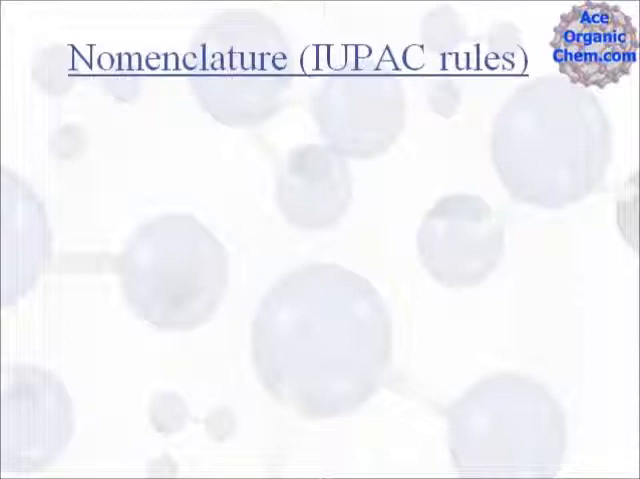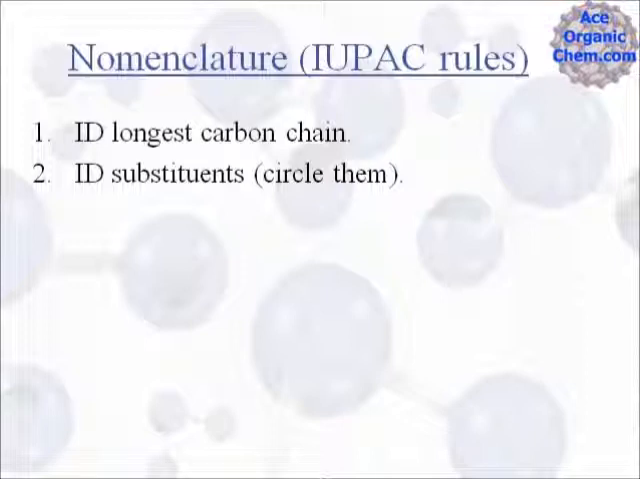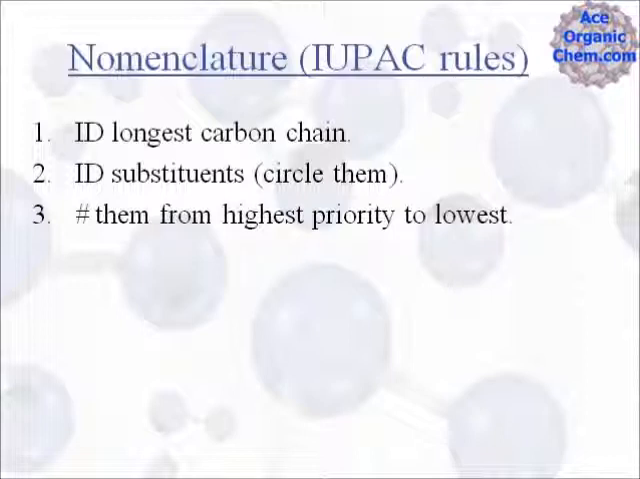So nomenclature. We follow the IUPAC rules for nomenclature, and basically that says identify your longest carbon chain in your molecule. That's step 1. Step 2, identify the substituents that are coming off of that carbon chain. I like to circle them. It makes things nice and simple. Then 3, number your substituents from highest priority to lowest priority. Let's see an example of this and we'll get started quickly.